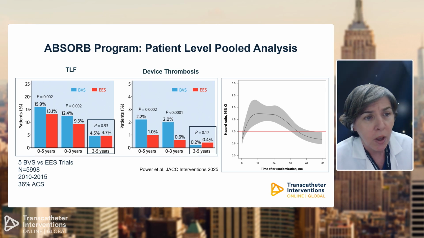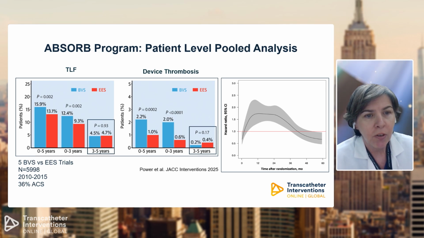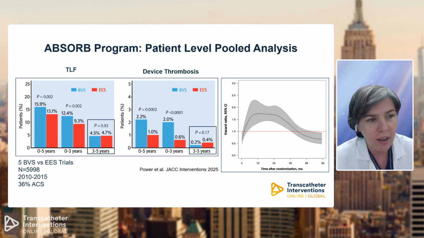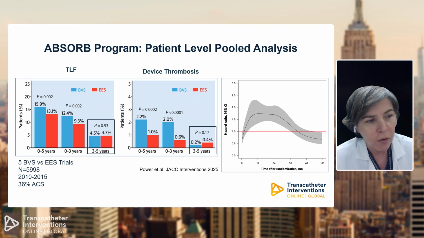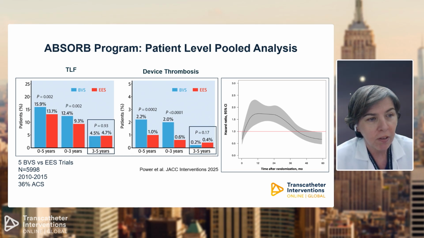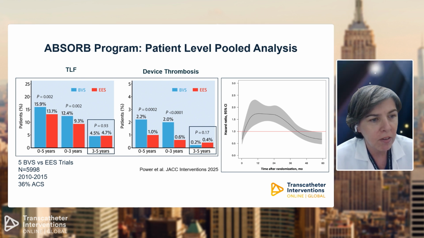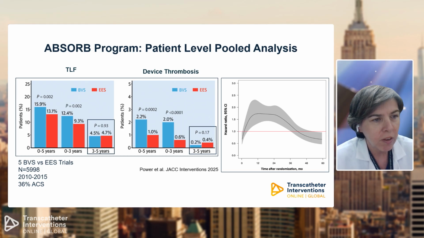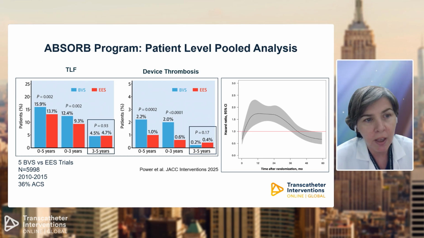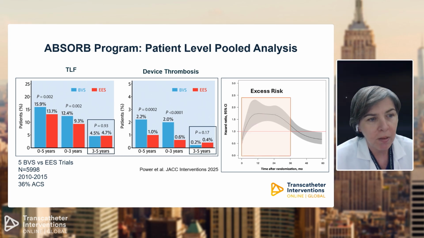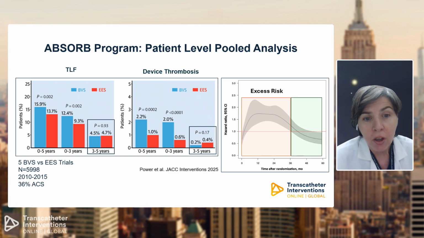So the biggest program was the Absorb program. This is the patient level pooled analysis, and quite interesting. So 5 studies of BVS versus EES, nearly 6,000 patients. Again, this data is now historical, 10 years old. Over a third of the patients in the program were ACS. And as we all know, the device was designed to dissolve over 3 years. And we saw this excess event rate of TLF and device thrombosis in the early years. Interestingly, we see that it levels off, and that risk seems to disappear once we get out to 3 or 5 years.